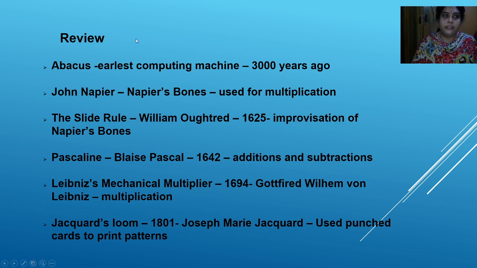And this is an important question. About the Pascaline, they may ask who invented the Pascaline. Then you should say Blaise Pascal. And what did Blaise Pascal invent? If they ask you, you should say it's the Pascaline. And this is Leibniz's mechanical multiplier, and Jacquard's loom used weaving patterns.